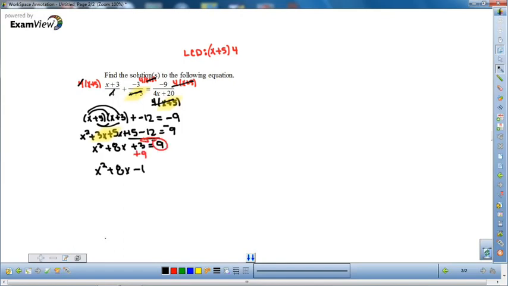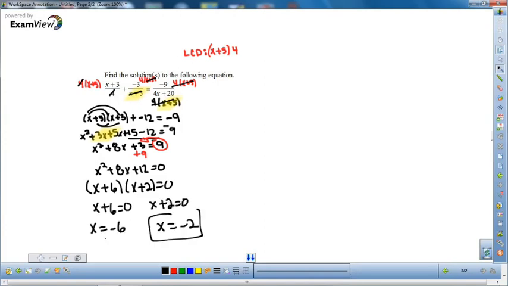I'm going to add 9, and then I'm going to factor this because it's a quadratic. So I need two numbers multiplied together that gives you x squared, two numbers multiplied together that gives you 12, which would be 6 and 2. So then I'm going to use the zero product property, and I end up with x minus 6 and x minus 2.